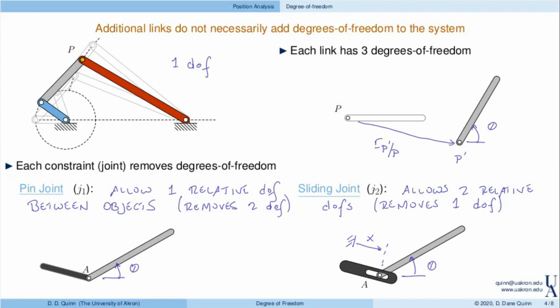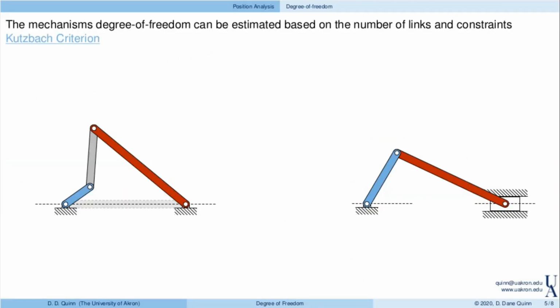So we can use this to estimate the number of degrees of freedom of the system. And we do that based on the Kutzbach criterion. Essentially it amounts to counting up degrees of freedom. So the total degree of freedom of the system is 3 times the number of free links. So we'll say n minus 1, where n is the number of links, and we always include the ground.